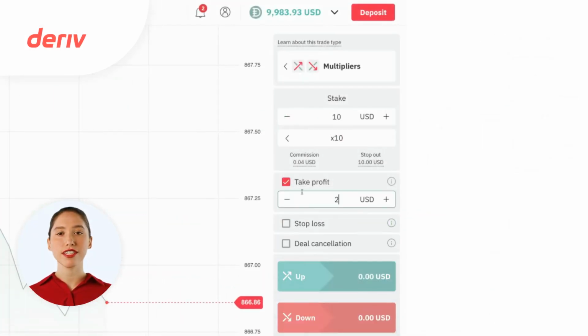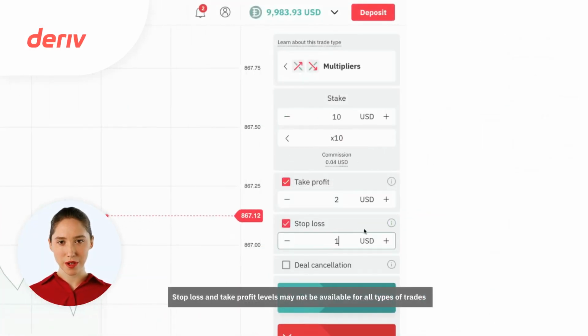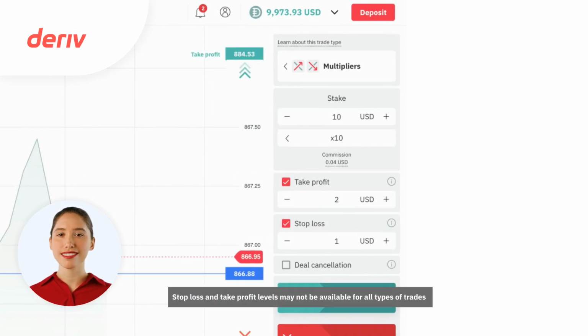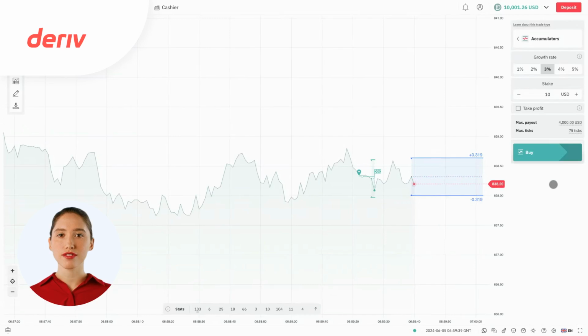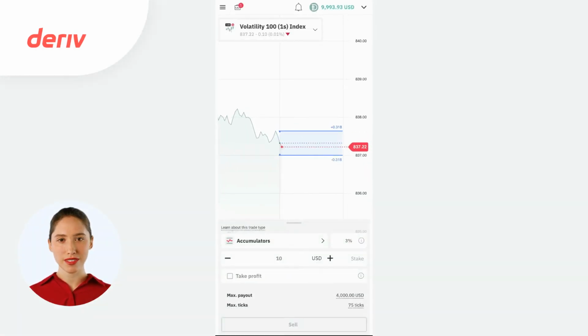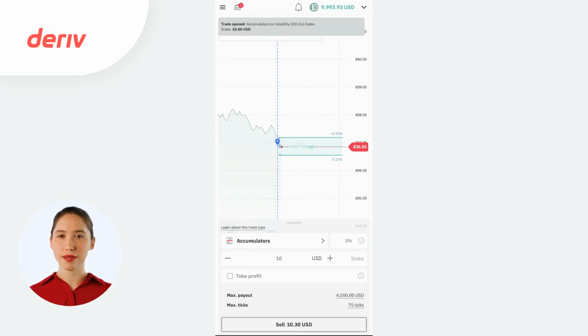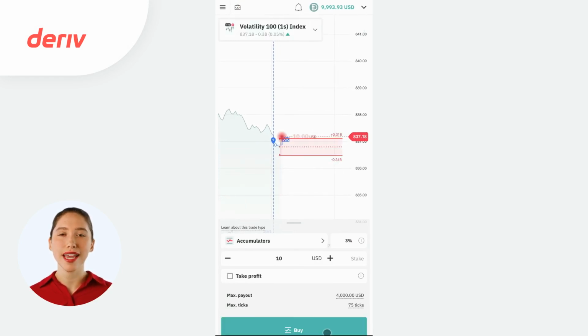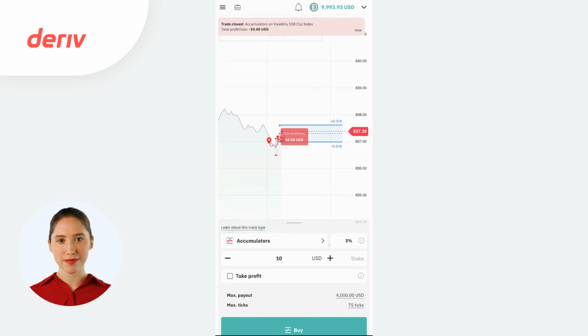Manage your risks effectively with our advanced risk management tools. Set stop loss and take profit levels to protect your capital. Trade with Deriv Trader on your desktop, or access it on the go using your mobile. Never miss an opportunity, whether you're at home, at work, or on the move.